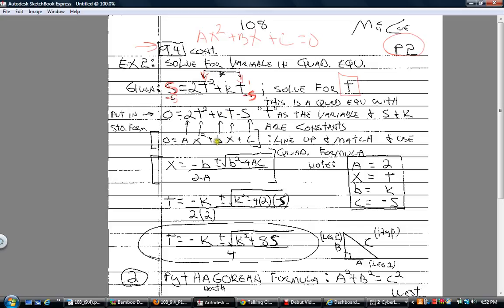Okay, fine. You're still supposed to solve for t. What I'm recommending is that you look at the alignment here. Write the quadratic formula like I did and look: a is 2, x is t, b is k, and c, the constant, is the variable s. And that's what I put over here on my table. I listed them like that.